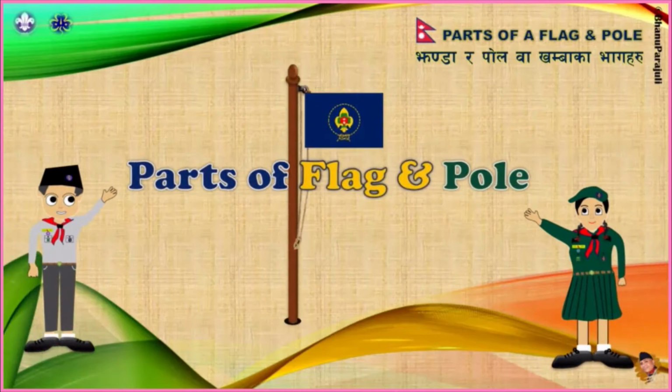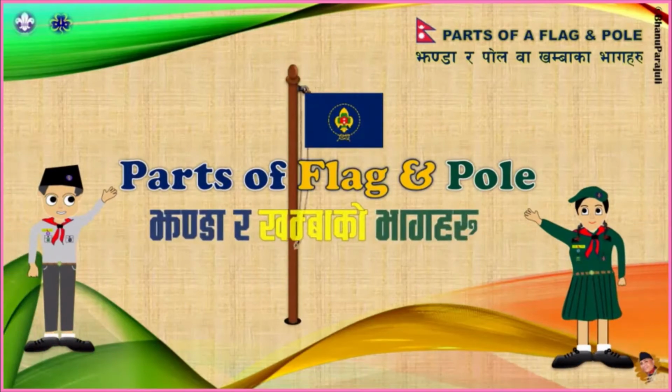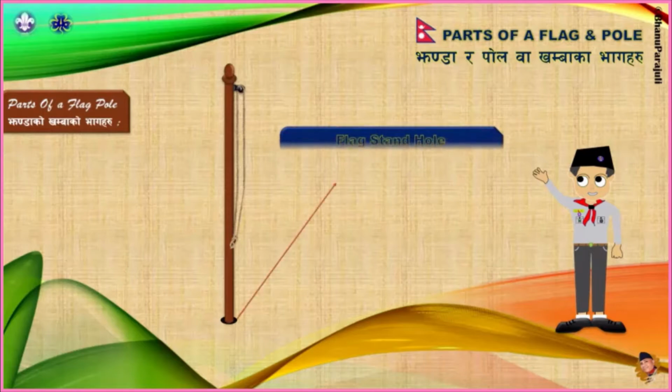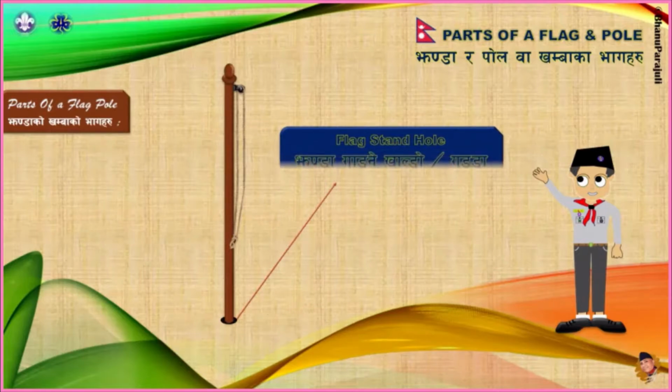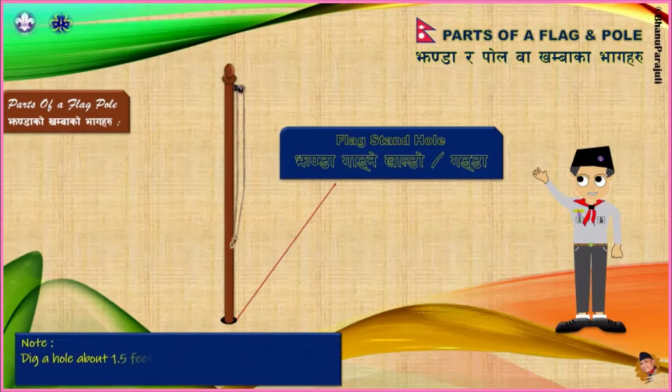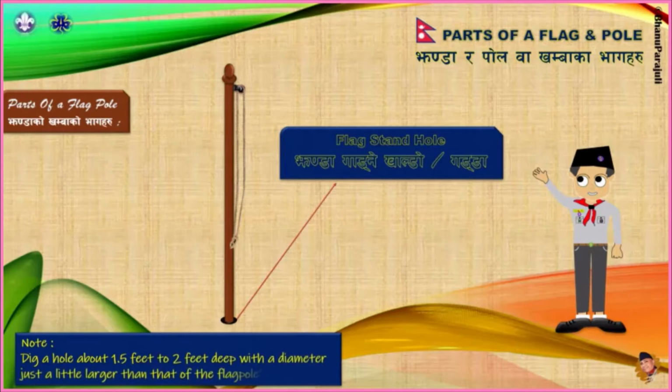Parts of a flag and pole. Flag, stand, hole. Note: dig a hole about 1.5 feet to 2 feet deep with a diameter just a little larger than that of the flagpole's butt end.